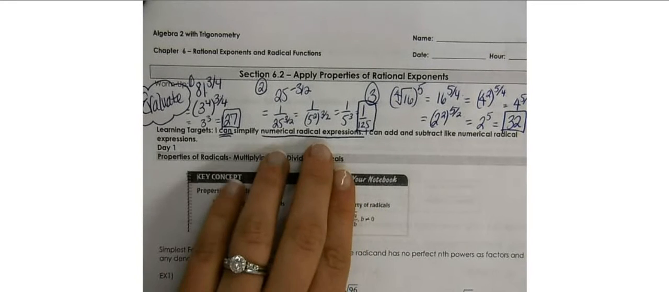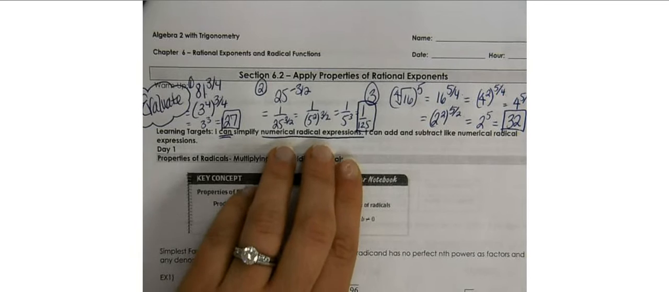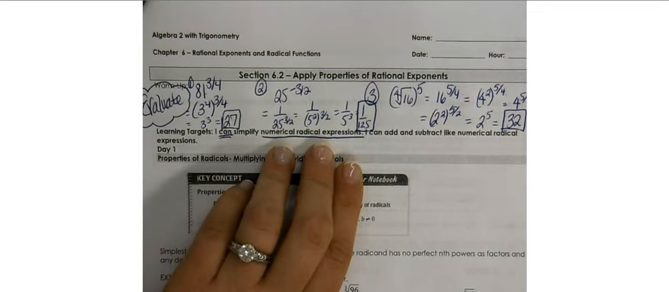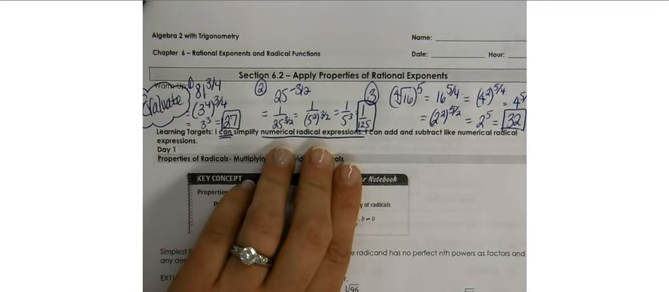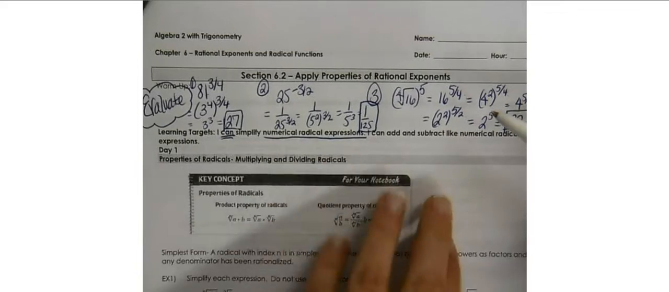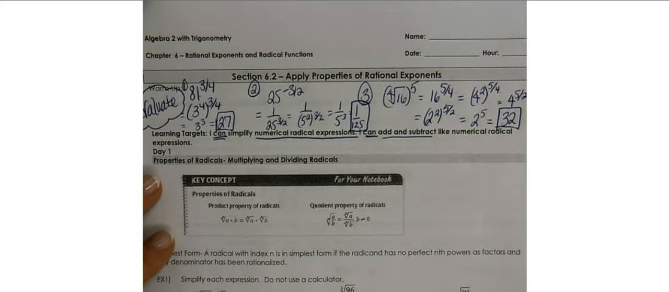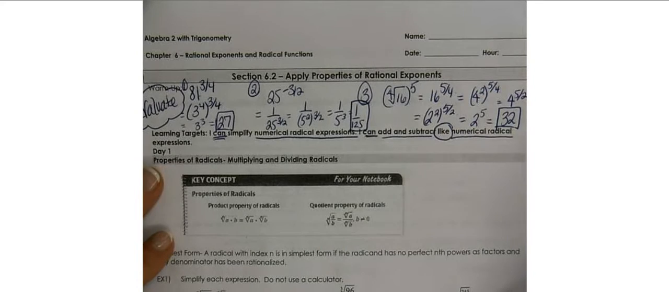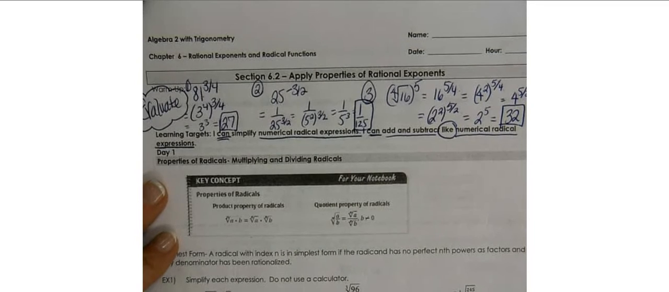And like I said, it's numerical radical expressions. So that means in this lesson, we're not going to be working with variables. We'll be working with variables in the next lesson. The next I can statement is I can add and subtract like numerical radical expressions. So we're going to be working with like numerical radical expressions, and I'll talk about what like means when we get there.